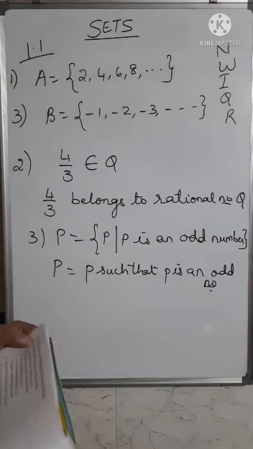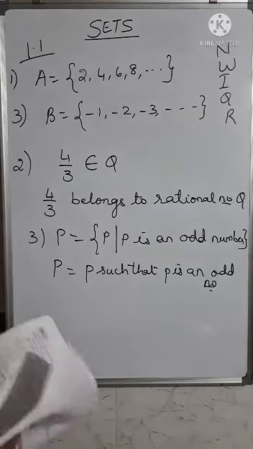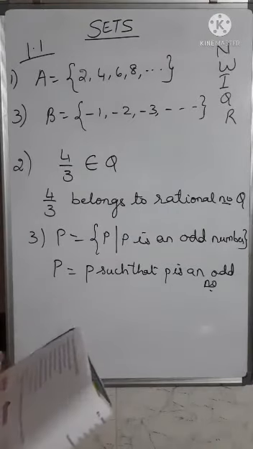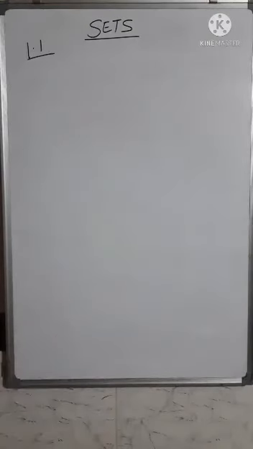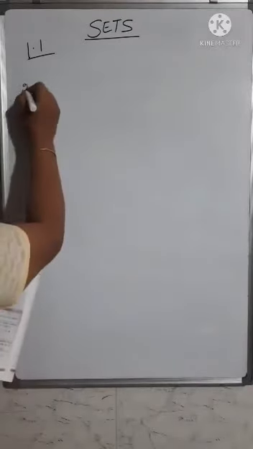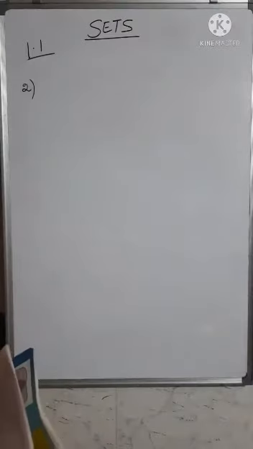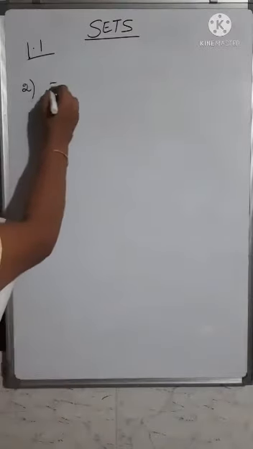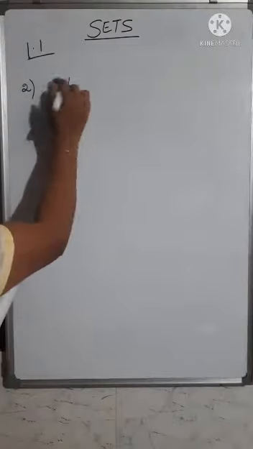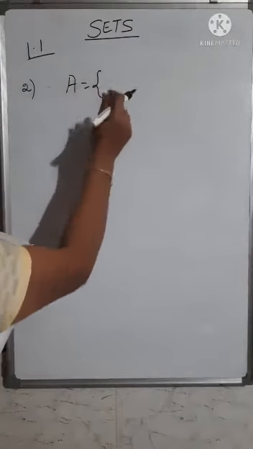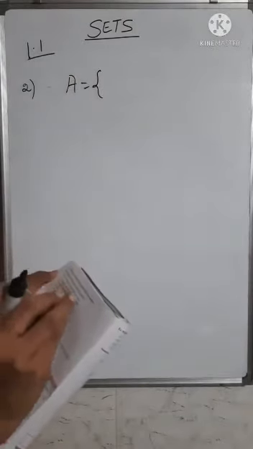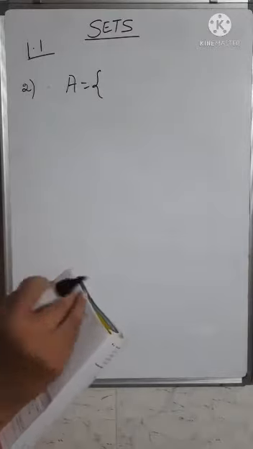Fourth one, write the following sets using the listing method. So they are told to write all the sets using the listing method. The second one, they have told to write the letters of the word complement. When you are writing it, I told you, you should not repeat it. You can give any alphabet. So you can write A is equal to, take the alphabets of the word complement without repetition.